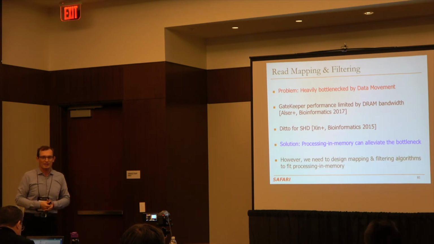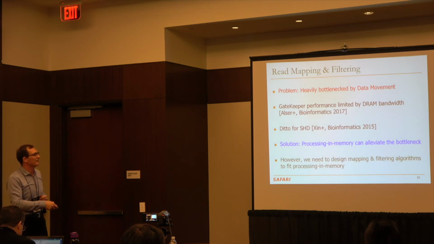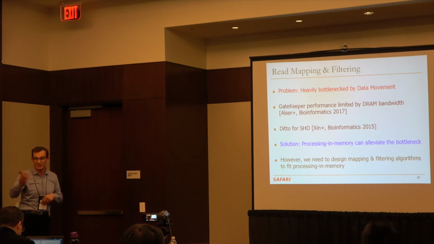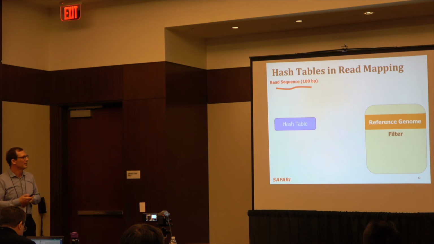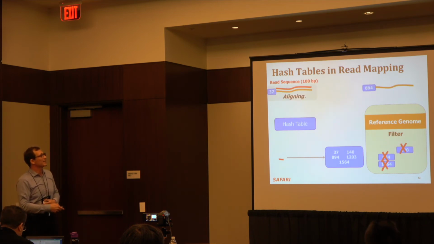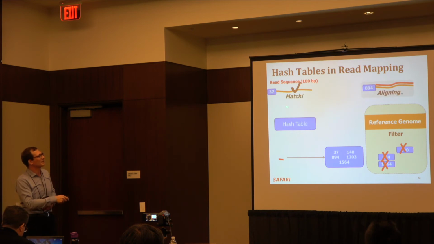However, of course, you need to design mapping and filtering algorithms to fit processing in memory. I'll give you an example of this quickly. Later, Jeremy will give the full talk related to this. So essentially, we're using hash tables. This is a summary of what we're doing. We're trying to accelerate the filtering step. So this gives you an example of the filtering. Filtering gives you a match or a mismatch at the end.